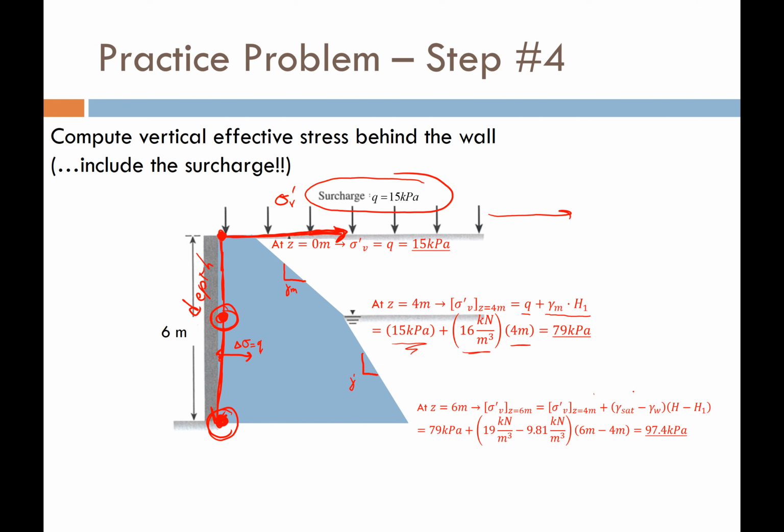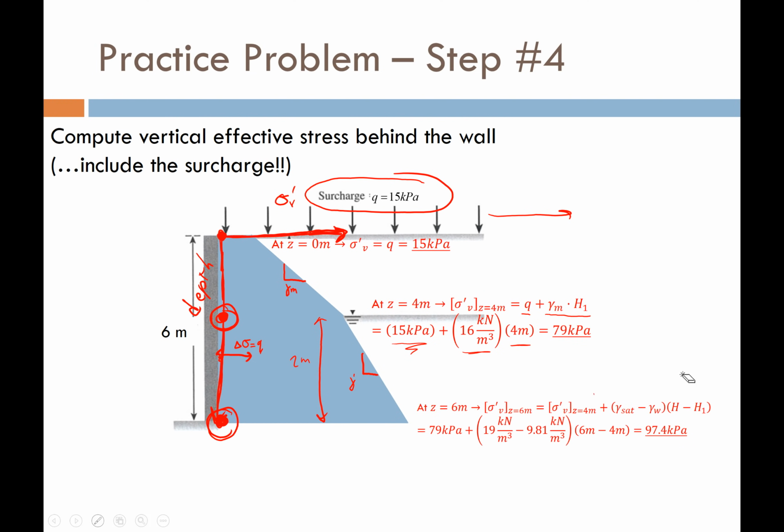So remember, this saturated unit weight minus the unit weight of water, that's the buoyant unit weight of the soil. So all we have to do is add that unit weight times this thickness of the lower soil, which we said was 2 meters. That's this guy right there. So the total height of 6 meters minus the height from the top of 4 meters, that leaves us 2 meters. So if we plug in all those numbers, this is the value that we get for our vertical stress at the bottom of the wall.